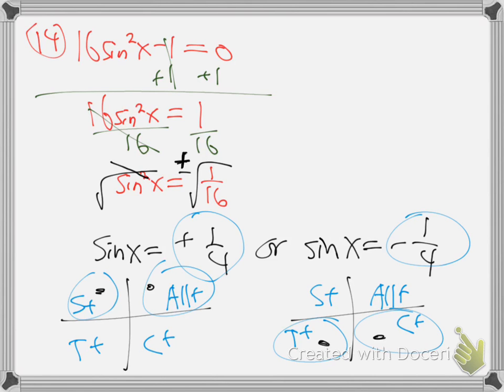Right? So where's the sine positive for? You're going to get a first and a second quadrant answer. Where's the sine negative for? You're going to get a third and a fourth quadrant answer. Right? Go to it. Using those steps. Can you get those?